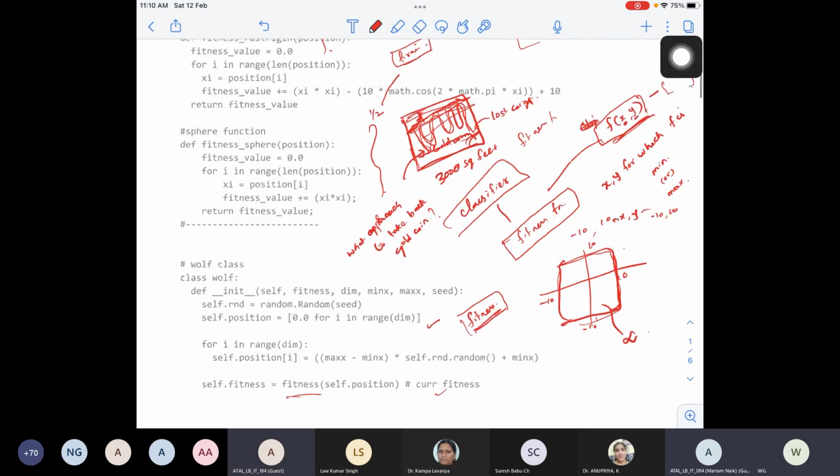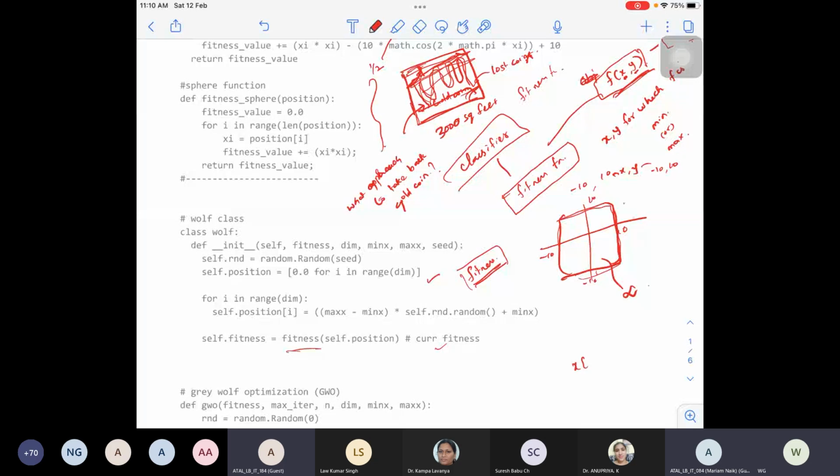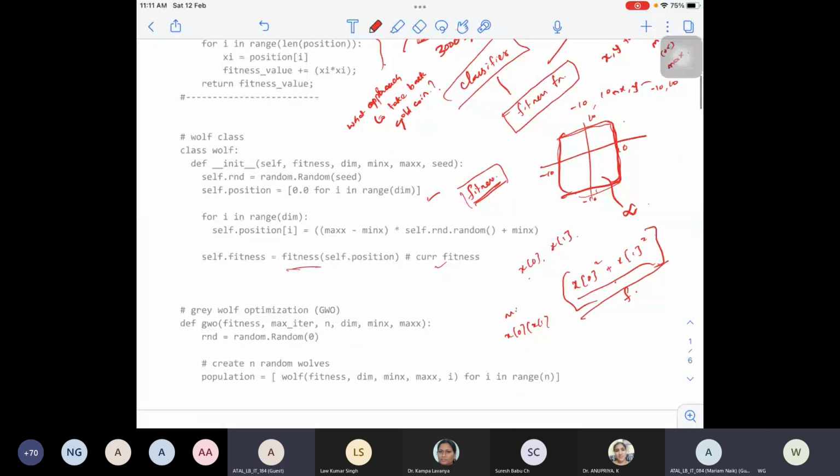The optimization objective is to optimize, as I told you, x0 square plus x1 square. So find the x of 0 and x of 1 such that this is minimized. The optimization objective function is this one. The value of this function for some x of 0 and x of 1 will be my fitness function value. So the optimization function itself can become my fitness function.